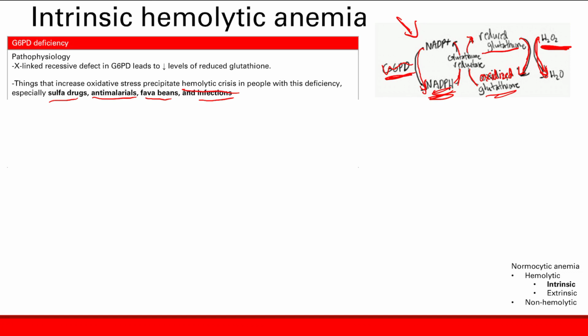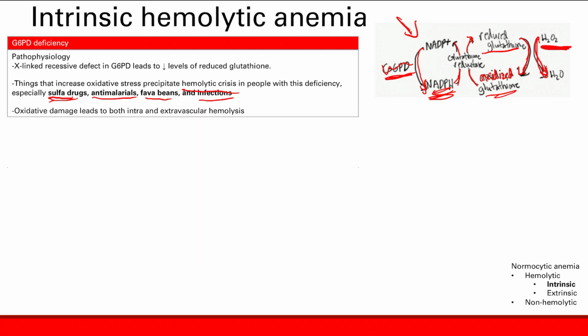You're going to get the following symptoms. But again, I want to reiterate, you want to memorize this, you want to be able to recognize this. The triggers for G6PD deficient patients are sulfa drugs, antimalarials, fava beans, and infections. Again, you want to memorize that.